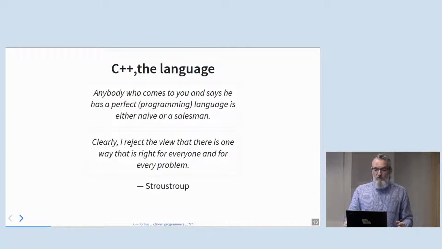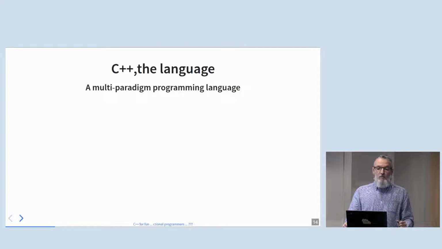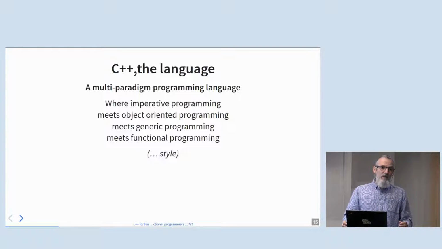We know this and we have to deal with this. But also, C++ does not do one thing in one way. There are multiple ways to solve a problem, and all these ways should be supported. This is why we say C++ is a multi-paradigm programming language, or a multi-purpose programming language. So it's basically where imperative programming meets object-oriented programming, meets generic programming, and meets functional programming, bracket styles.